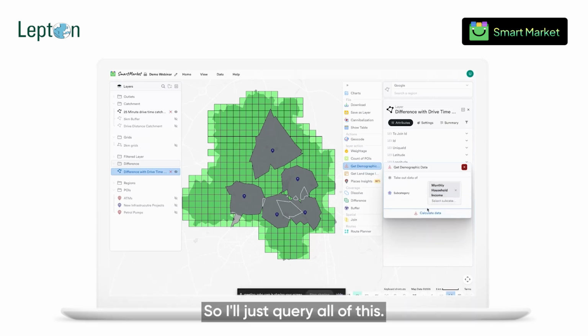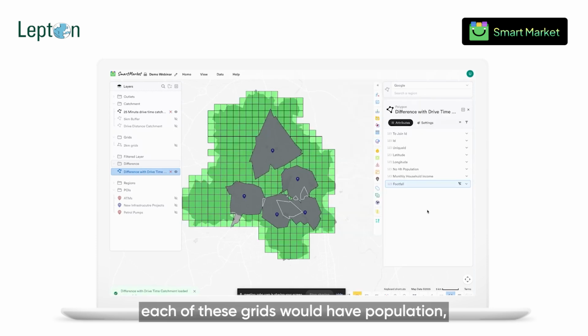So I'll just query all of this. I'll calculate the data, and in a couple of seconds, each of these grids would have population, monthly household income, and footfall.